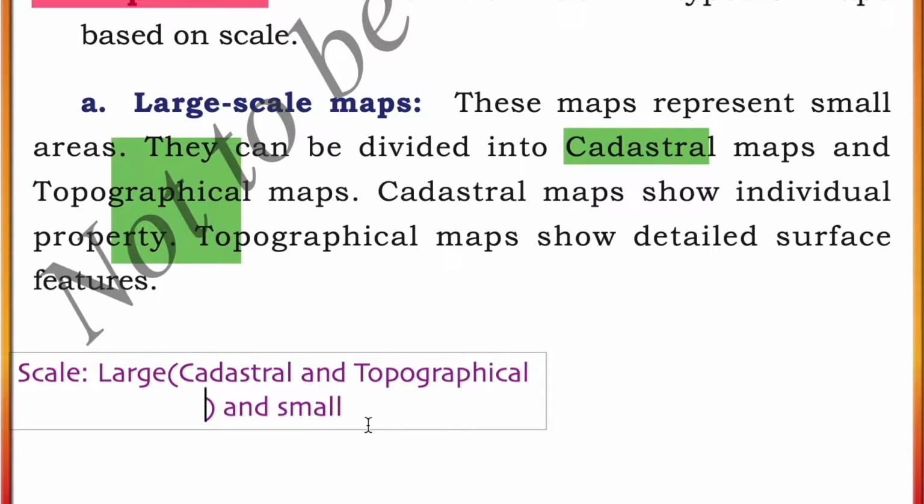Up next, we have the different types of small scale maps also. There are two subcategories of the small scale maps, and they are the wall maps and the atlas maps. Now remember, the small scale maps always represent a very large area, whereas large scale maps represent a much smaller area.